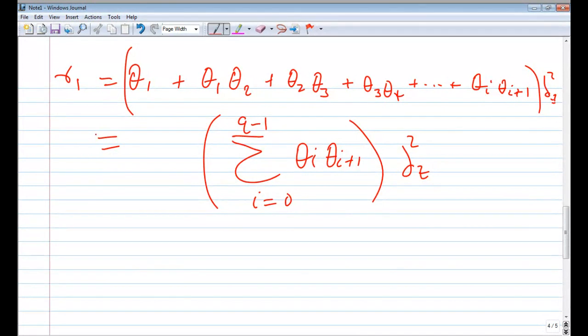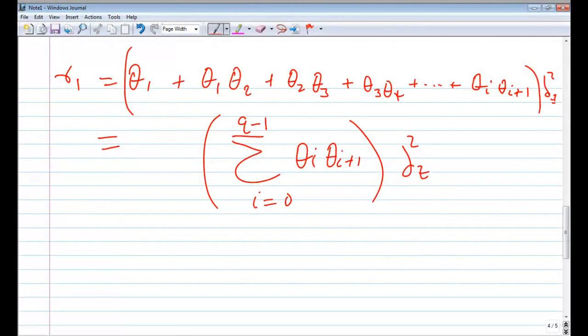So that means our gamma 1 is equal to the summation of theta i theta i plus 1, where i is ranging from 0 up to q minus 1. It's up to q minus 1 because the last part there is Zt minus q minus 1, if you still remember. If you put q there, it is going to confuse the one at the top. So that's why we use i. You can use i or anything, but it mustn't confuse the one at the top.